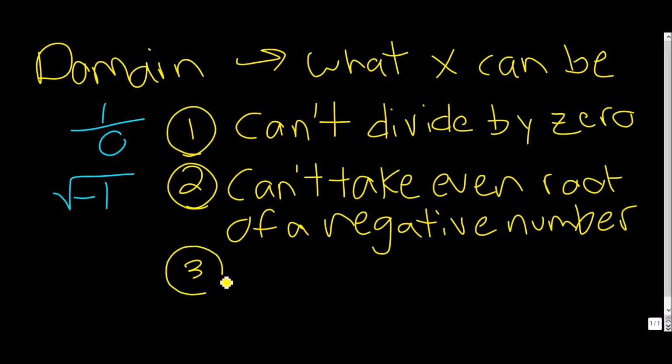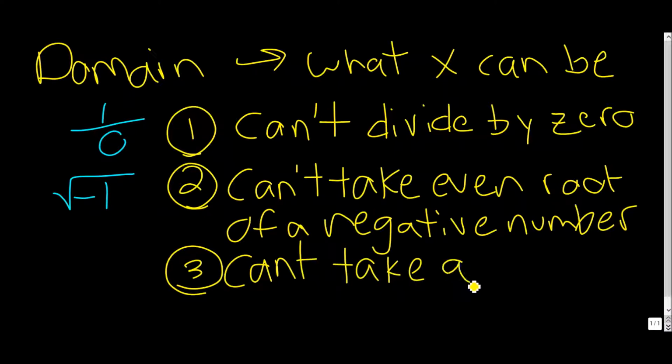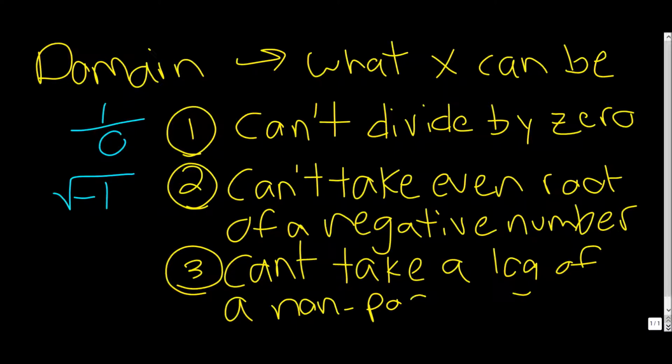And the third is, you can't take a logarithm of a non-positive. This won't come up for a little while. But basically, if there's a number inside of a logarithm, it's going to have to be bigger than 0. So something that would break that would be like, again, the log of 0. We can't do that. So those are really the only things that can really come up. Now, most of the time with functions, that's not an issue.